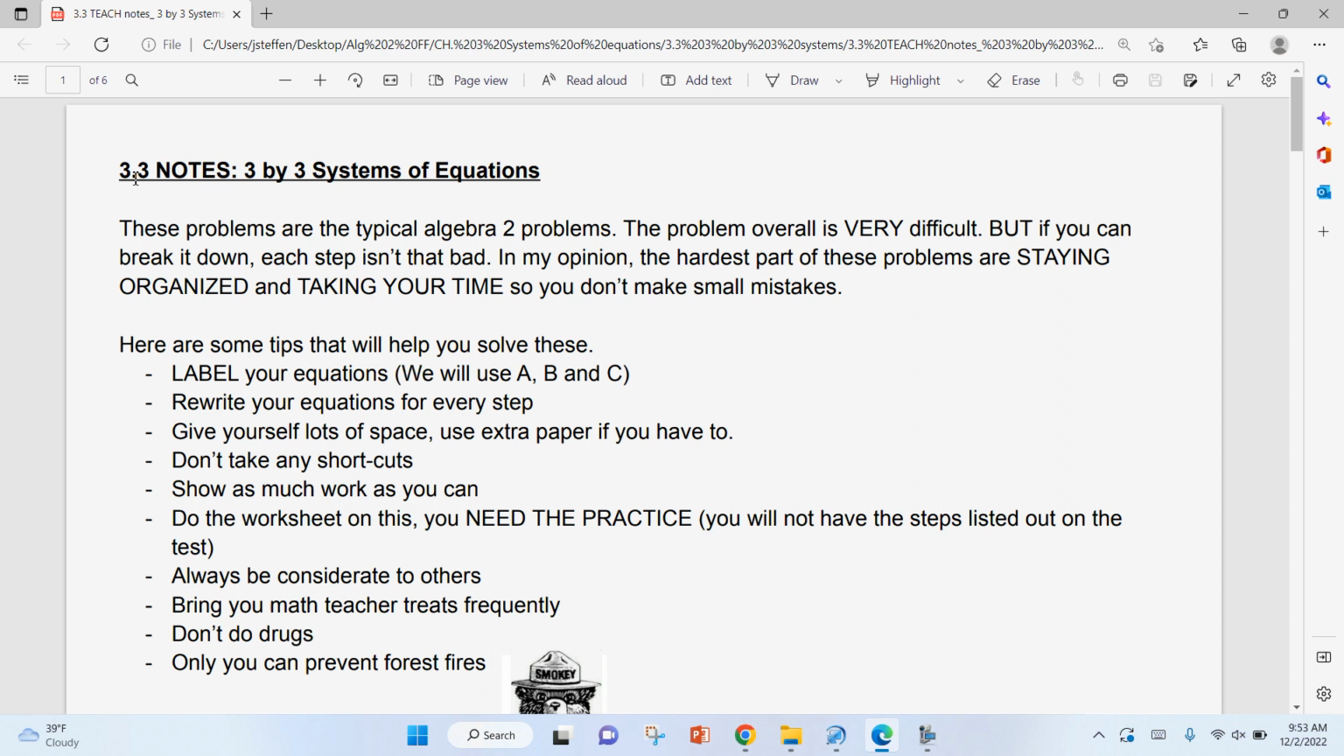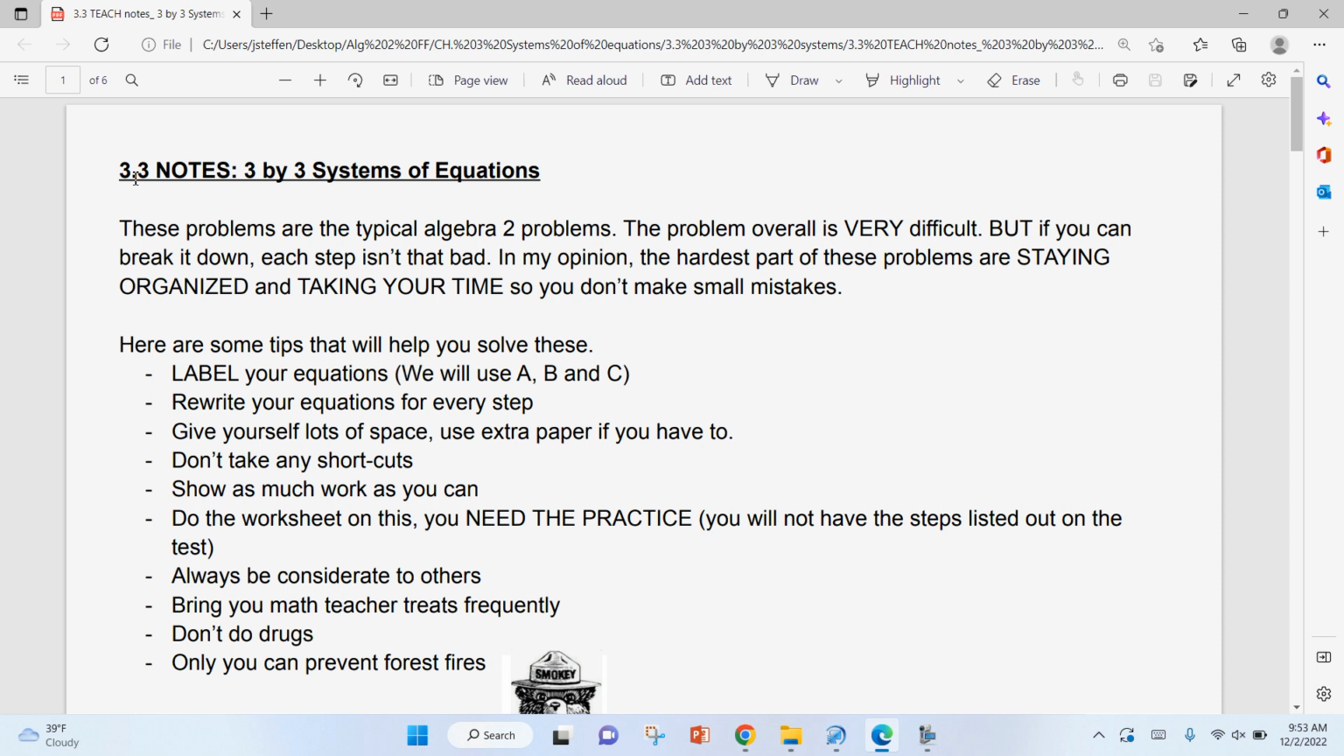The problem is there's about 4 steps to this. I think the hardest part about these is that they take so long. And since they take so long, there's a lot of extra work and a lot of extra little places where you can miss a little negative sign and it makes the whole rest of your problem not only wrong, but it makes it a nightmare. So, in my opinion, the hardest part is staying organized, taking your time. Don't make those small mistakes.